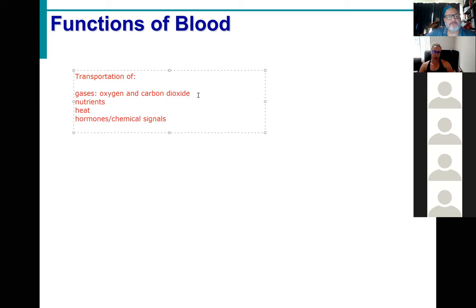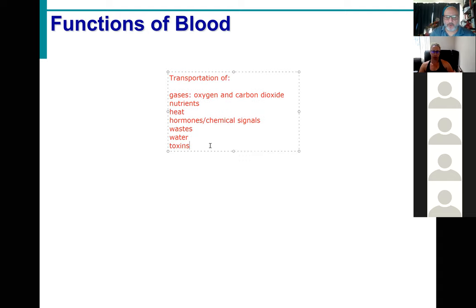What else? Wastes. Yep, it's not all good stuff. Water. Yep, can't forget that water. We just finished talking about that. And toxins, right? Things like that as well. I think those are some of the main things. Excellent. Now, when we talk about all of the things that are ions, I mean, there's plenty more. Et cetera, other stuff along those lines.